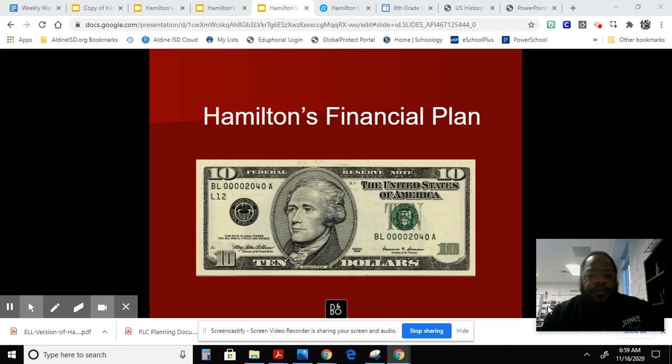Today is November 16th, 2020, and today our lesson is over Hamilton's financial plan. We're only going to look at the first half of the lesson today, and so this is a two-part lesson. Today's part will take care of the plan and what it consisted of. And then tomorrow we will look at the opposition, or the issues that the plan faced. So let's get started with today's lesson.